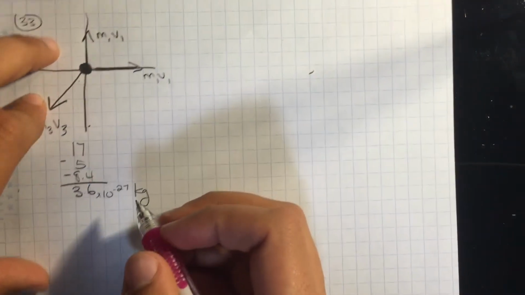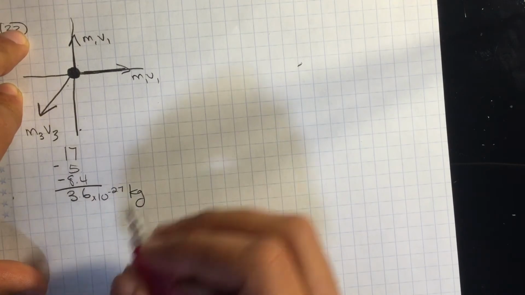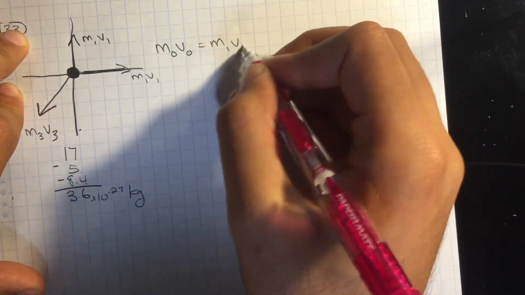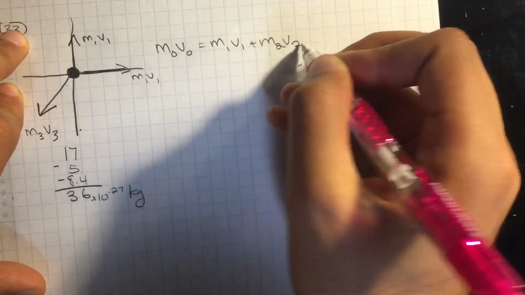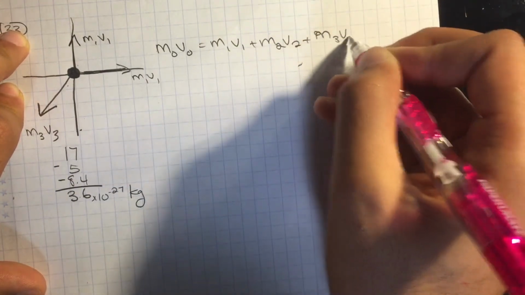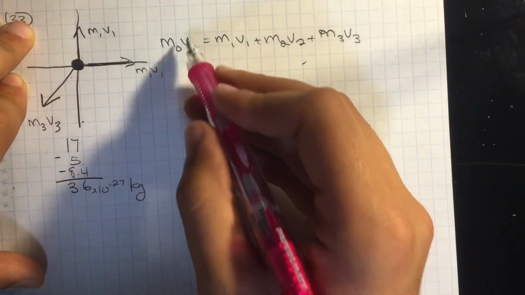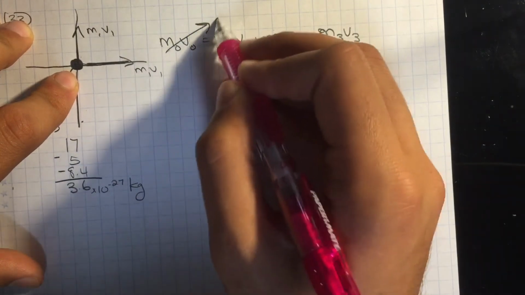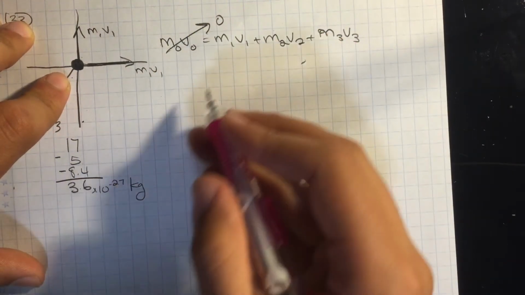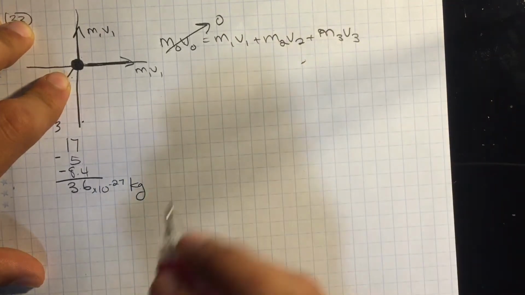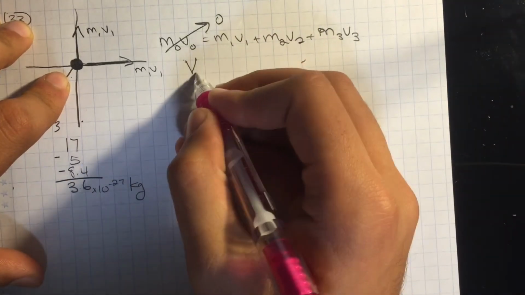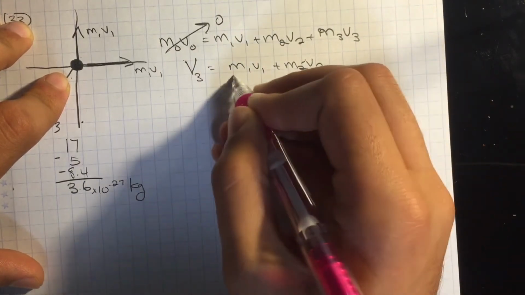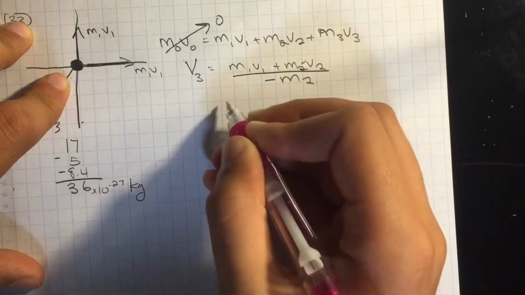Okay. So let's set up our conservation of momentum equation. It's going to be m naught v naught is equal to m1 v1 plus m2 v2 plus m3 v3. But we know that there's no velocity for the first one because it says it's at rest, so that's going to be 0. And we're going to be solving for velocity 3, so v3 is equal to m1 v1 plus m2 v2 divided by negative m3.